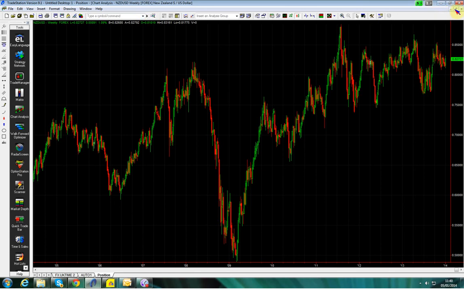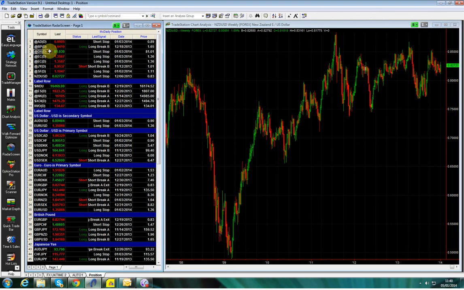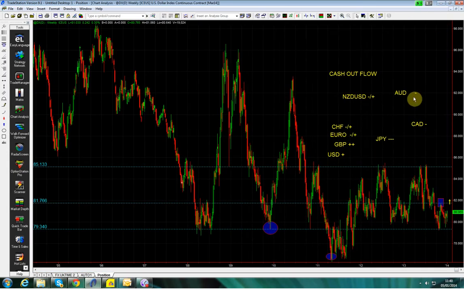So to wrap up all the indices and give them our grading system, this is how we are going to be doing it. The pound is the strongest currency, followed by the US dollar, followed by the euro and the Swiss. So these are the ones that we need to be looking at on the buy side. The New Zealand is going to be neutral, but leaning towards the positive side.